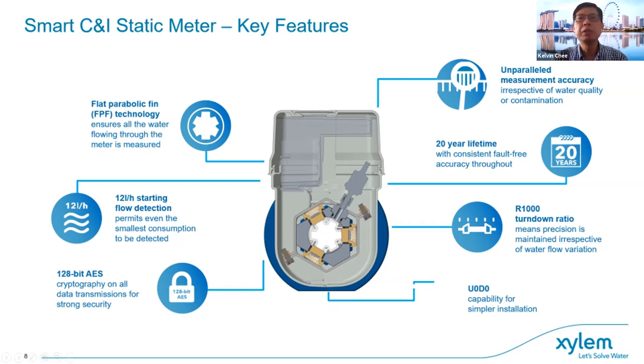And of course, because of our parabolic fin technology, we can also have U0D0. The same thing goes for our electromagnetic meter as well, which is iFlow, and this U0D0 is very important, especially for the site installation. I remember Paco also shared a slide saying that site installation is one of the key considerations, because you need to have it compact so that you don't introduce any inaccuracy during installation. So this is very important.